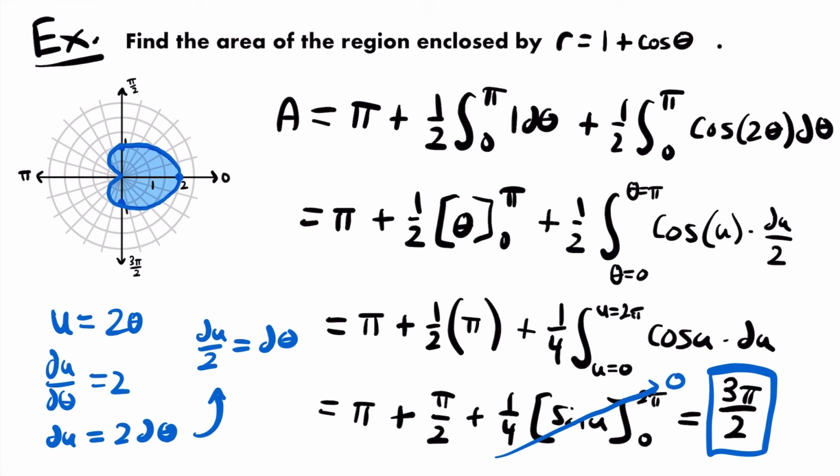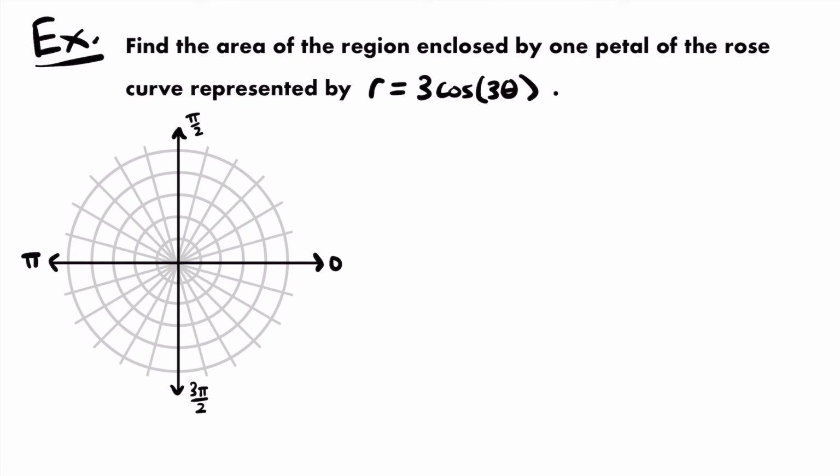Okay, let's take a look at one more example of calculating the area beneath a polar curve. All right, so here's our last example. We want to find the area of the region enclosed by one petal of the rose curve represented by r equals 3 times cosine of 3 theta. All right, now in this case, our prompt kind of gives away what the graph of this polar equation is. We're told that we want to find the area of a petal of the rose curve represented by this polar equation. So we know we're working with a rose curve.